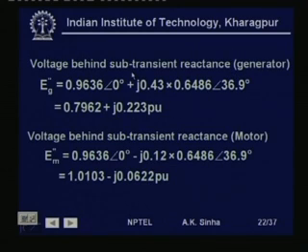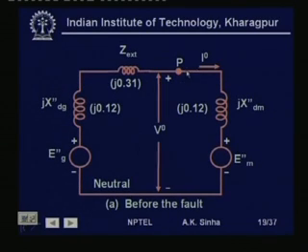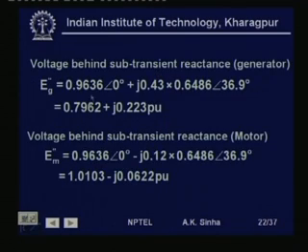So, what we need to do is, first we need to calculate E g double dash. Now, E g double dash, as we said, is equal to the voltage at this point plus the drop in this. So, this is the voltage at this point plus the drop, which is given by the reactance into the current flowing. So, this is j 0.43, the total reactance, into 0.6486 angle 36.9 degrees. This is the load current which is flowing. This gives the value of E g double dash as 0.7962 plus j 0.223 per unit.